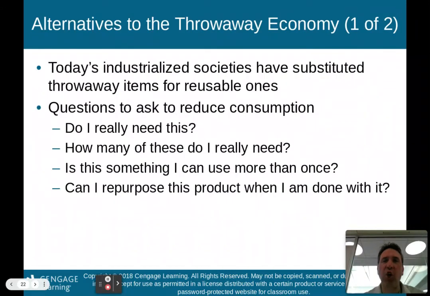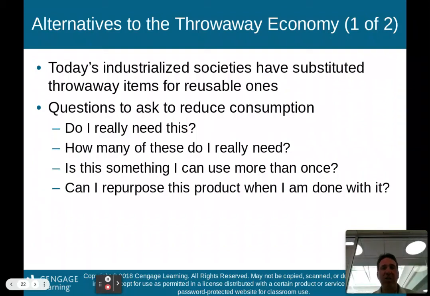So what are some alternatives to the throwaway economy that we're kind of in right now? What does that mean, throwaway economy? That means cradle to grave, right? That's what we're doing. We want the cradle to cradle. So what are some alternatives? Today's industrialized societies have substituted throwaway items for reusable ones, right? For instance, a water bottle is a great example of a reusable item.